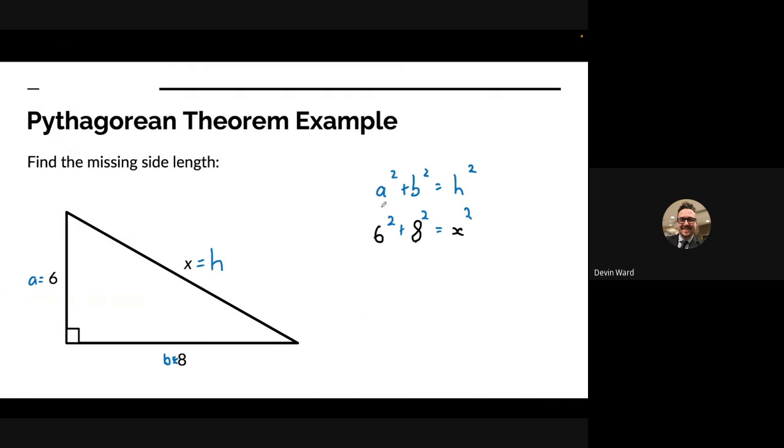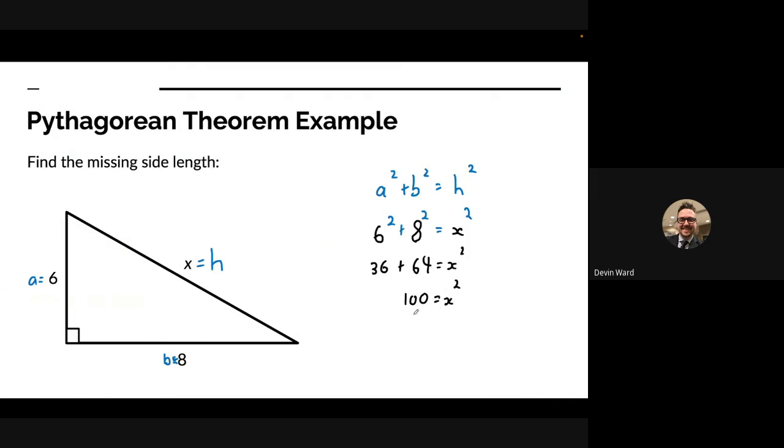Now I'm going to simplify my left side. We need to find out what x is, but first we need to simplify this down to one number. So 6 squared is 36 plus 8 squared is 64. That still equals x squared. 36 plus 64 is 100, and that equals x squared. Now, am I done? No, I still have this x squared, but I want to find out what x is.